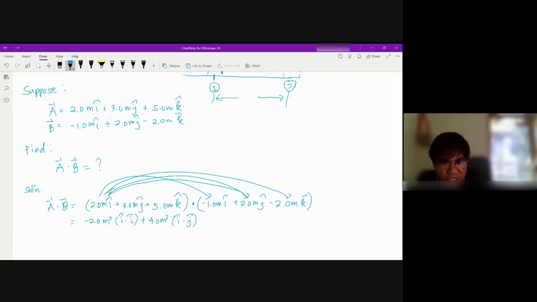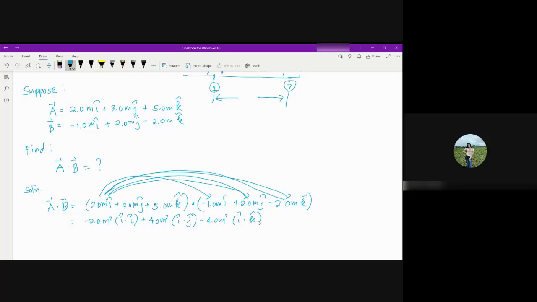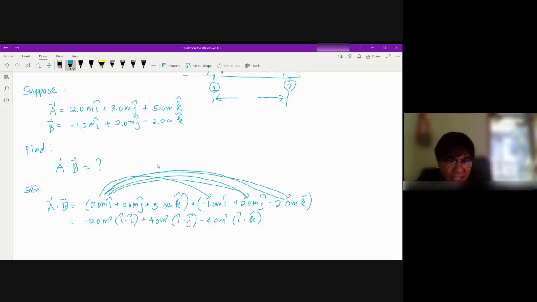Next is the third: this times that. So you have 2 times negative 2, that would mean minus 4 meters squared. And then you have i hat dot k hat. Yes, sir. Okay, remember, that was the first term we distributed. So now we will do it for the second term.